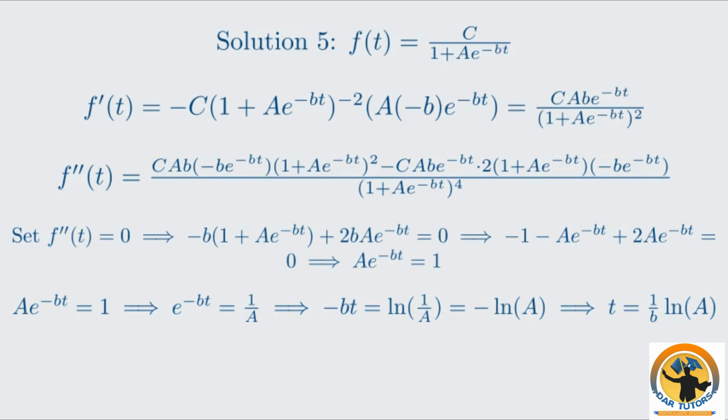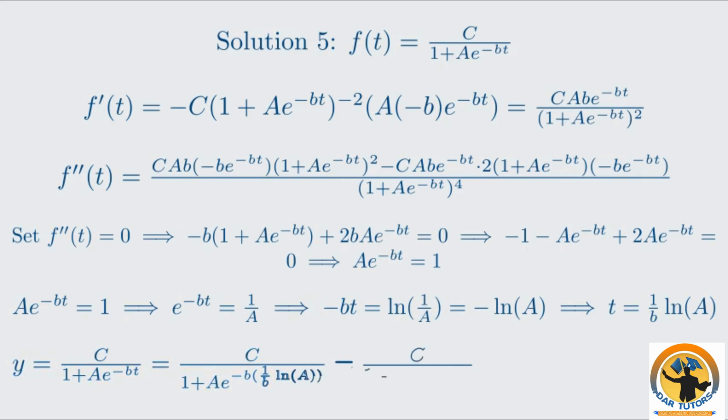Finally, we find the y-coordinate of this inflection point by substituting back into the original function. The y-coordinate is c divided by 1 plus a e to the power of negative b times 1 over b ln of a. This simplifies to c divided by 1 plus a times 1 over a, which is c over 2. We have proven that the y-coordinate of the inflection point is c over 2.